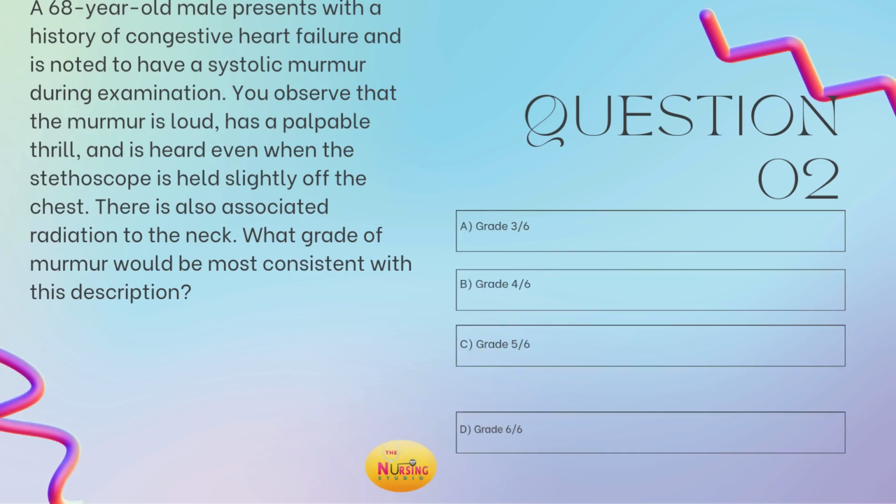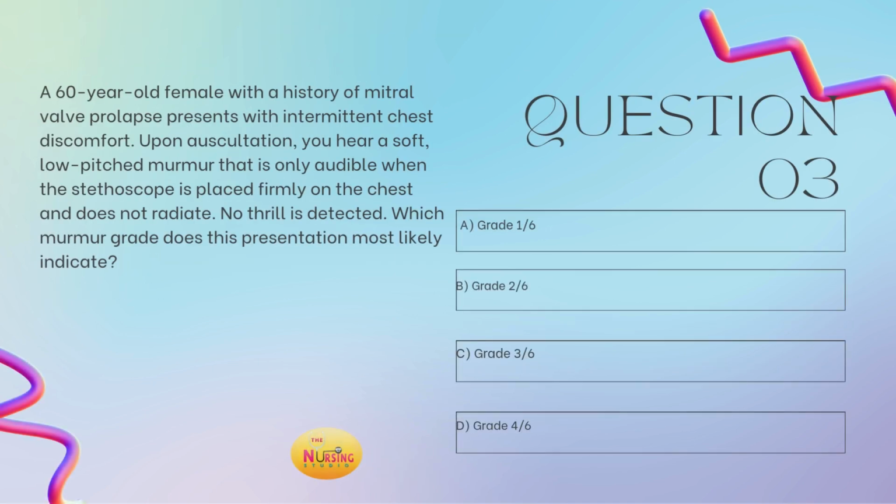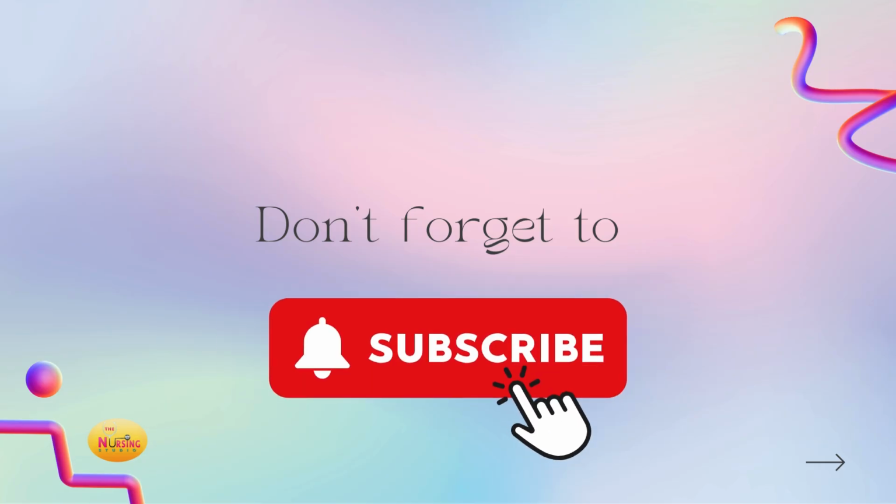Now, back to question number 2, where I was talking about the stethoscope being held slightly off the chest. Again, grade 5 has a palpable thrill also, but you can hear that murmur with the stethoscope slightly off the chest. But grade 6 of 6, you will have that palpable thrill, but you can also hear that murmur even without the stethoscope on the chest. So pay attention to those key factors when there are descriptions of a murmur and you're asked to identify and grade them, okay?